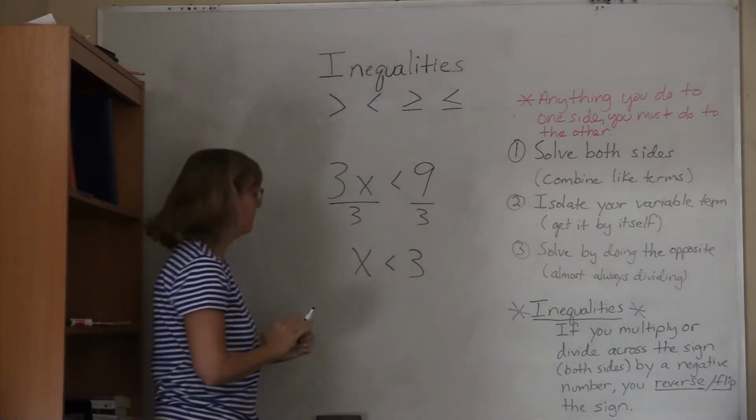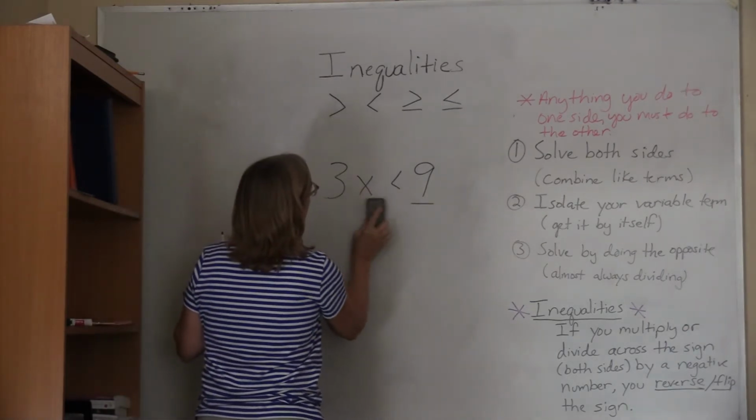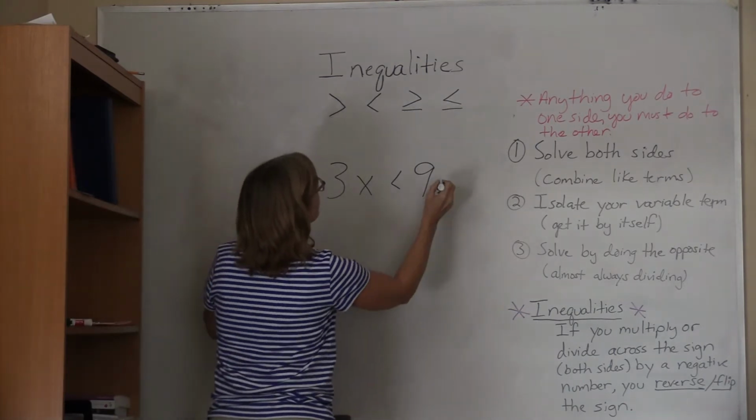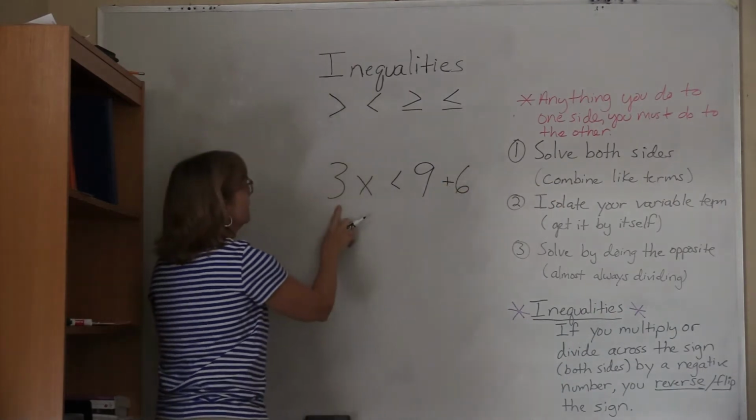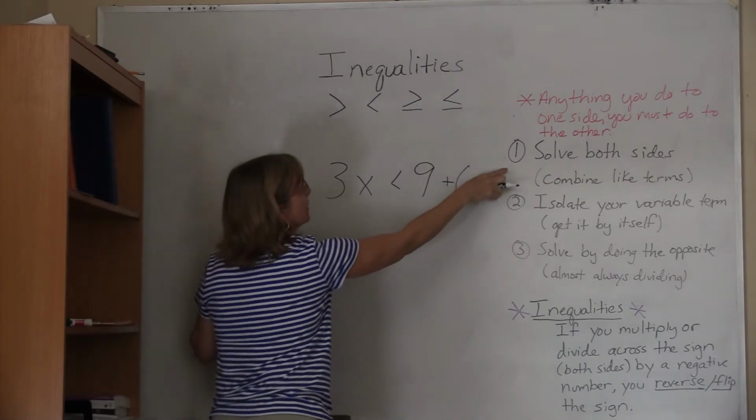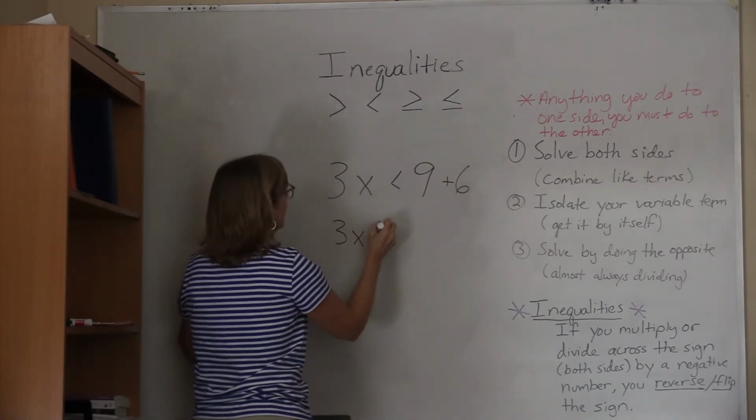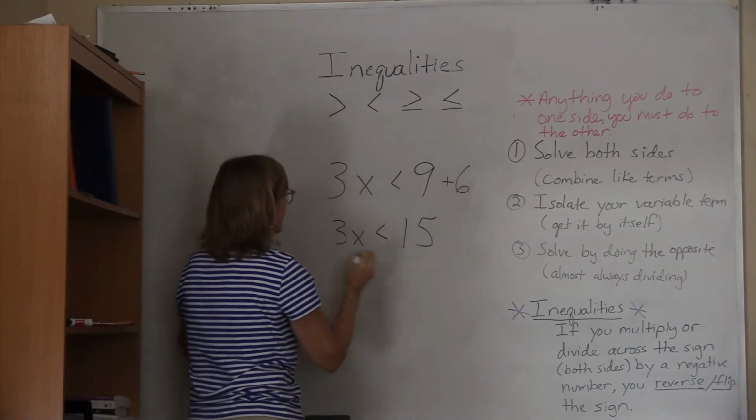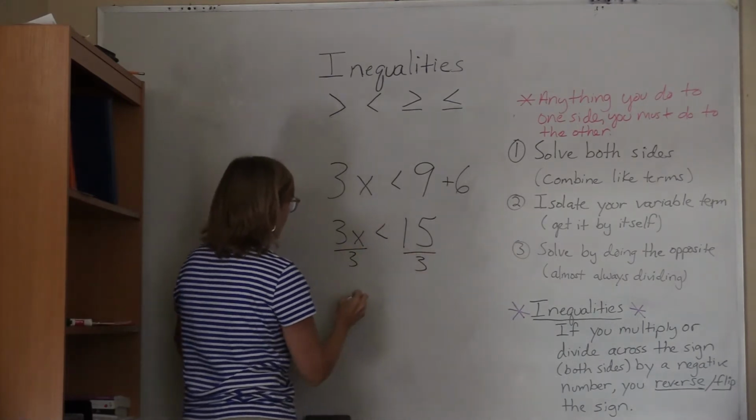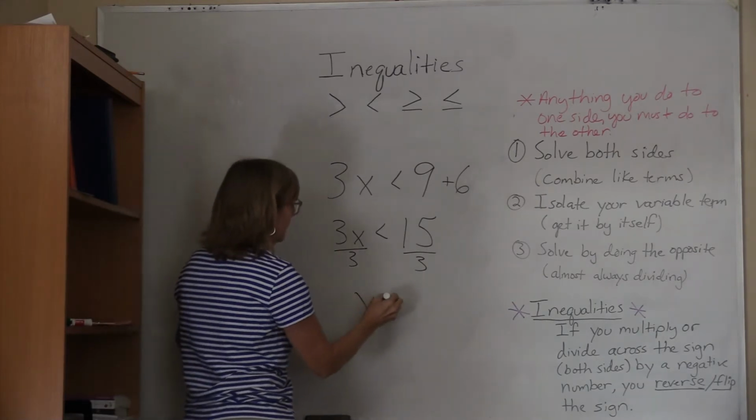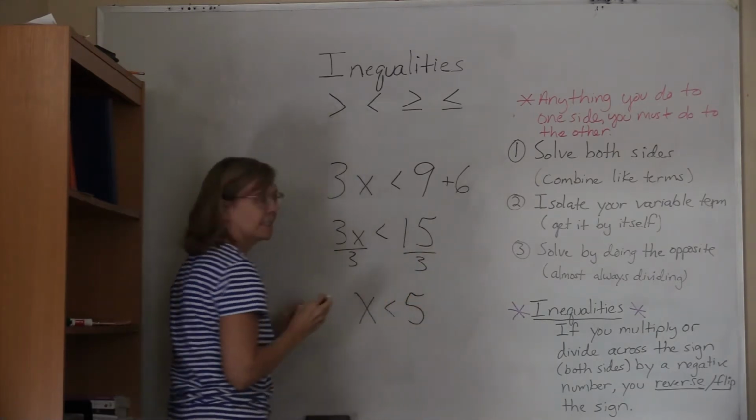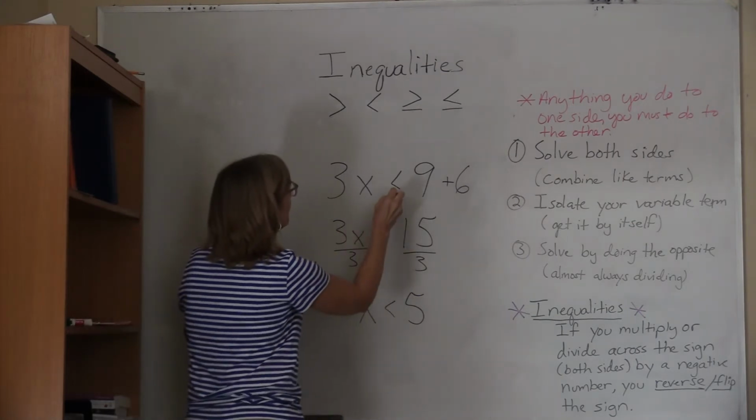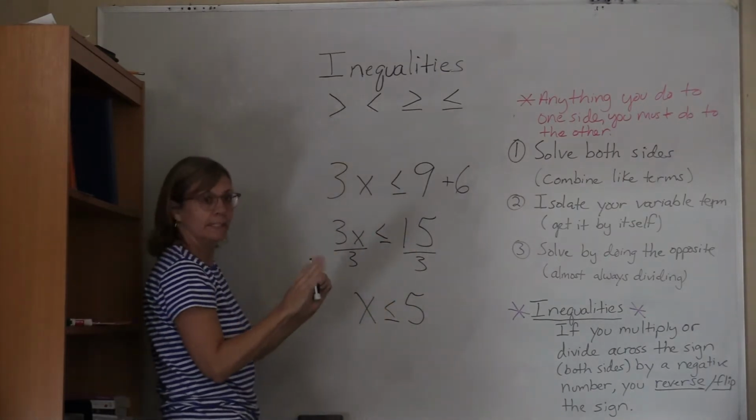Exact same steps, right? Let's change it a little. Let's say plus 6, okay? 3x is less than 9 plus 6. Simplify both sides. Well, I can do something actually, can't I? 9 plus 6 is 15. Isolate my variable, it's already done. So solve by doing the opposite. Opposite of multiply is divide. And remember this is 3 divided by 3 is 1, is less than 15 divided by 3 is 5. Okay, so we know those steps. They still apply the exact same, even if this was less than or equal to, that doesn't change it. I do all the same steps.